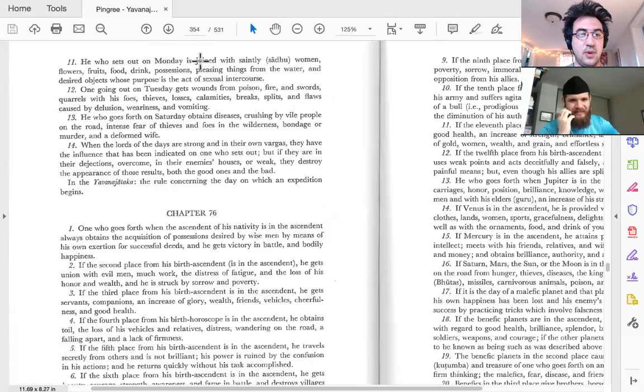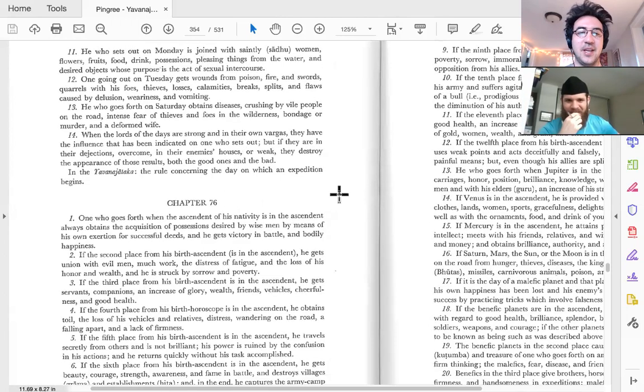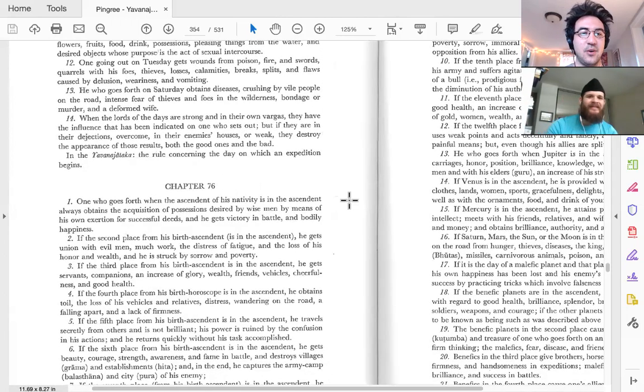Monday, he's joined with saintly women and gets food and drink and sex again and water. Tuesday, he gets wounds from poison, fire, swords, quarrels. And Saturday, obtains diseases, crushing by vile people on the road, intense fear of thieves and foes in the wilderness. I like this little statement here, because it reminds me of wild animals. There's something about Saturn and being banished to a dark, dangerous place. Little things like that are fun to pick up in these old texts, little gems like that.